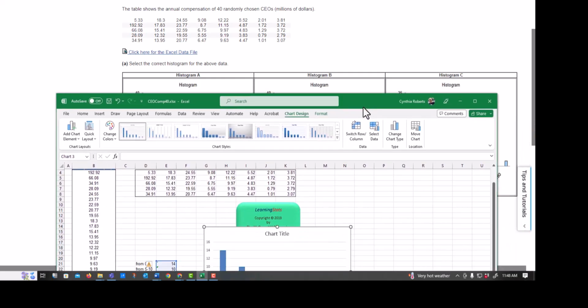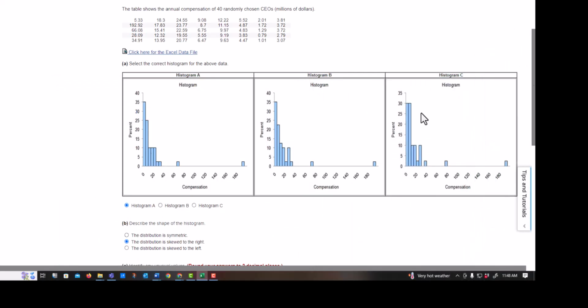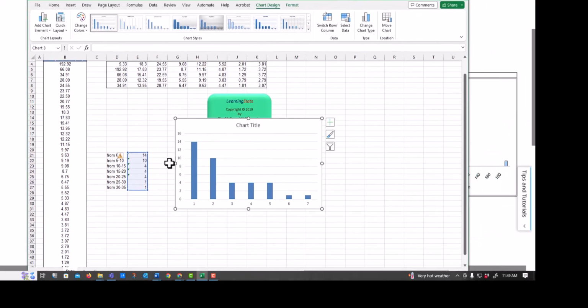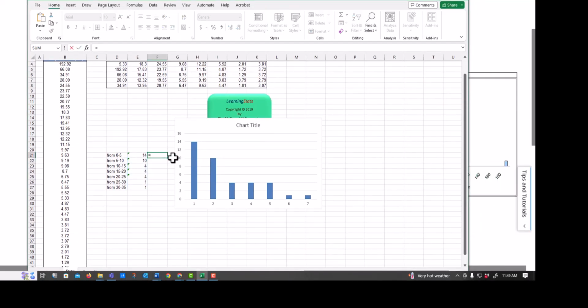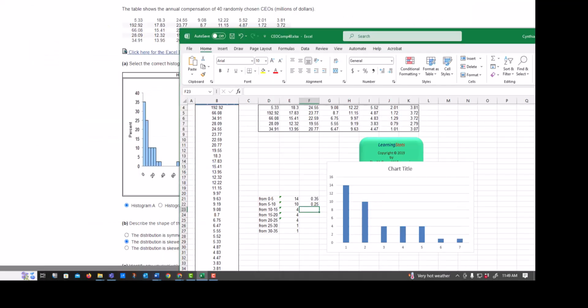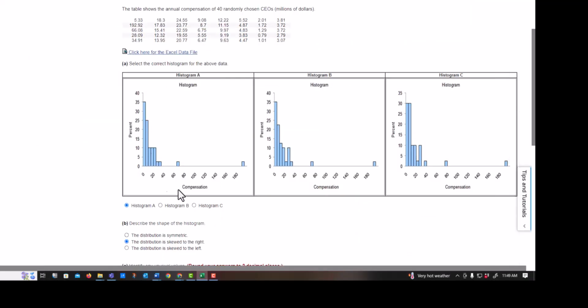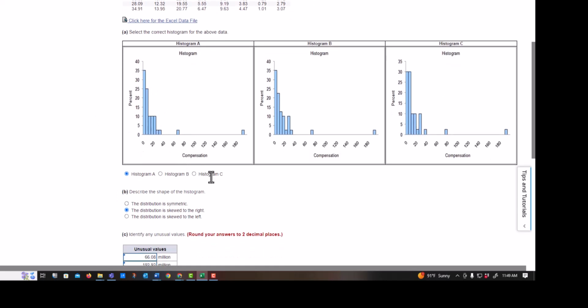Again, it's probably a little early for you to be thinking about graphing, but that's just one way you could do it. You could have just simply counted, okay, and notice this is saying the percent. What that means, if there's 40 salaries, then 14 out of 40, 35% of them are at this height. Okay, and so then the next one, the 10 out of 40, that's the 25%. So that's where those heights are coming from. So I know that it's this first histogram.